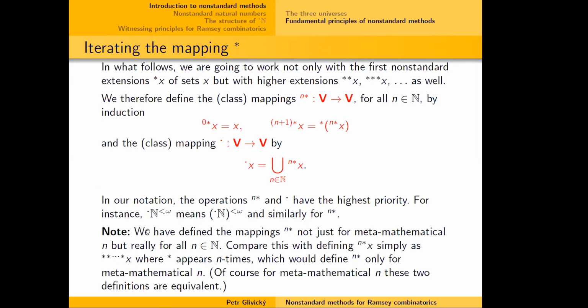Notational thing very quickly, the mappings n star and dot always have the highest priority in our formulas. So when I write, for example, dot n and less than omega, it means that there are finite sequences from dot n. So the brackets are like this. Highest priority always for the star and dot mappings. Okay, so this is how star gets iterated.